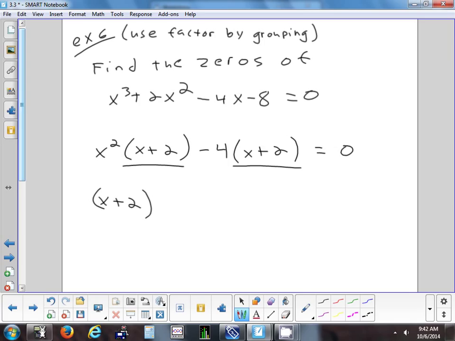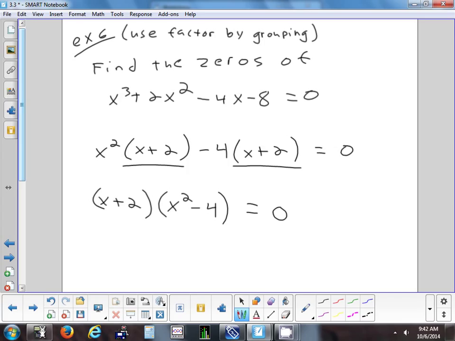Okay, so we have an x plus 2. And what would that leave me with if I take x plus 2 away from the first term? All I have left there, Tahina? Yeah, so the first term would be x squared minus 4. The first term is just x squared, and the second term is the minus 4.